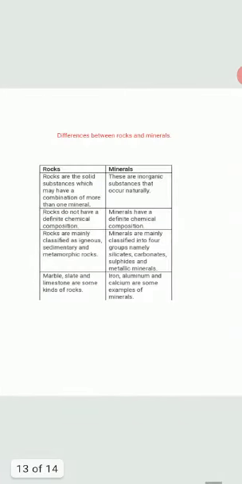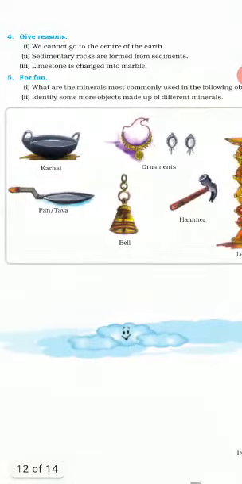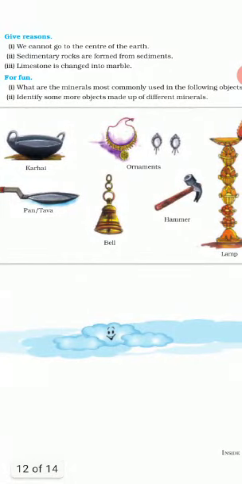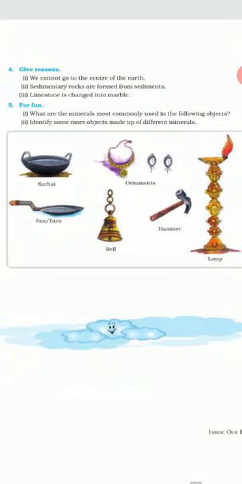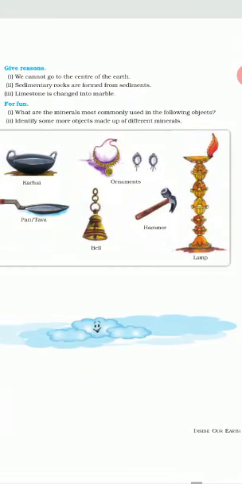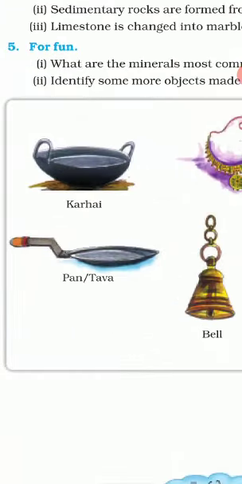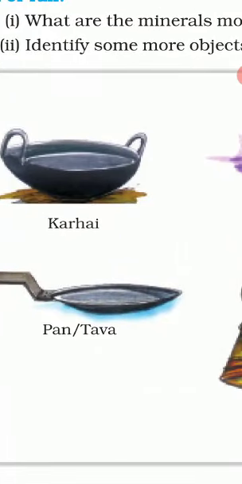Clear? So there is an activity given in your book, page number 12. In this table, this box, you can see there are 1 2 3 4 5 6 7 things. Each of these things is made up of different minerals. So you are going to identify which mineral is used in making each of them.